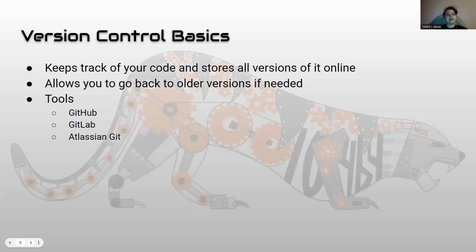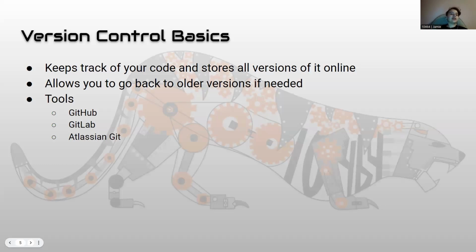So the first thing we're going to cover here is version control, which keeps track of your code, stores it online, allows you to go back to older versions if needed. So if you make updates to your code and you find it doesn't work as well anymore, you can always go back to an old version without having to remember exactly what you did, because every version of it is saved somewhere on the internet, and you can always go back and reboot it to that version.